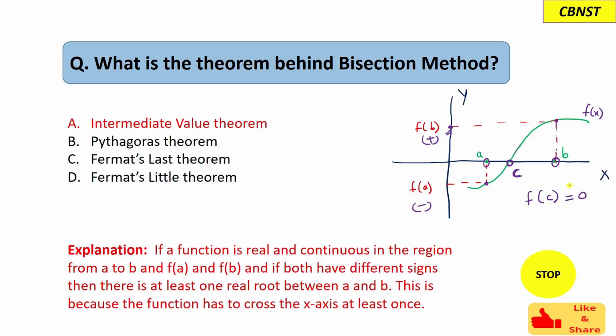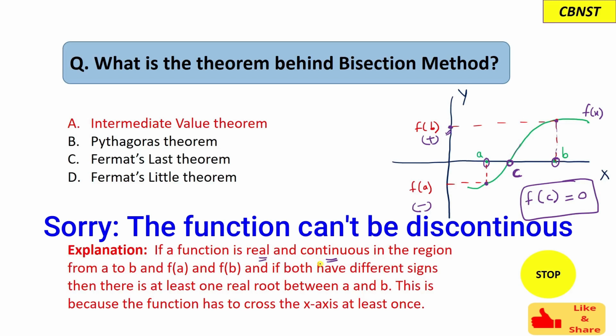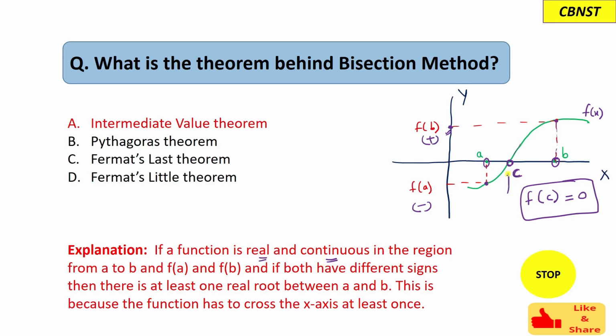So that means c is a root of this function, and this function should actually be continuous and real. This is a mandatory condition. The function cannot be discontinuous for this intermediate value theorem. There can be at least one point where this function will be cutting the x-axis between a and b, and there can be more than one point also between a and b where this function will be cutting the x-axis.